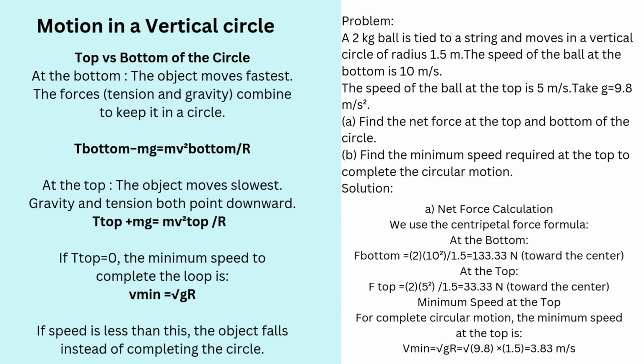T bottom is the tension in the string, mg is the weight acting downward, and mv squared by r is the centripetal force. Also T top is the tension in the string when the object is at the highest point of the circular path. The example problem will tell you how to solve it using the formula.